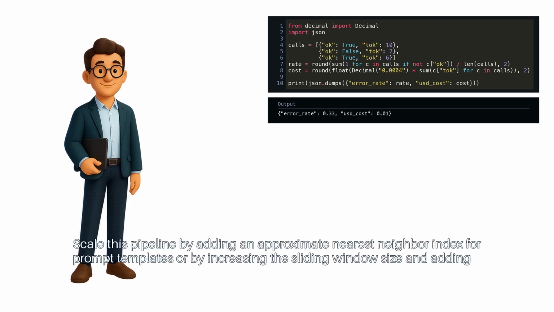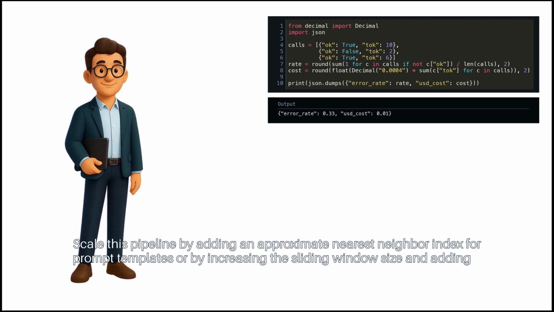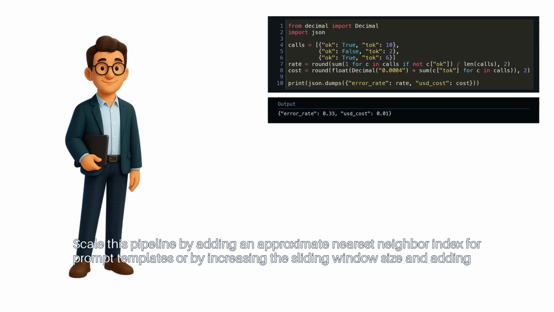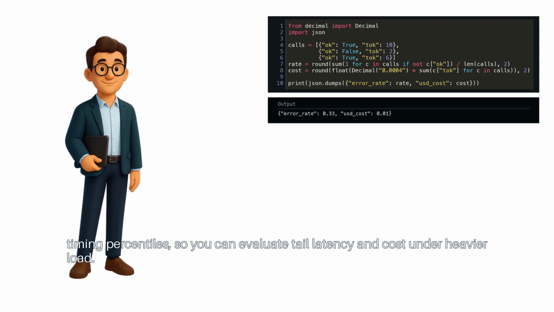Next step: scale this pipeline by adding an approximate nearest neighbor index for prompt templates, or by increasing the sliding window size and adding timing percentiles, so you can evaluate tail latency and cost under heavier load.